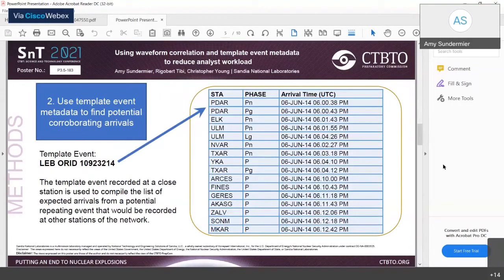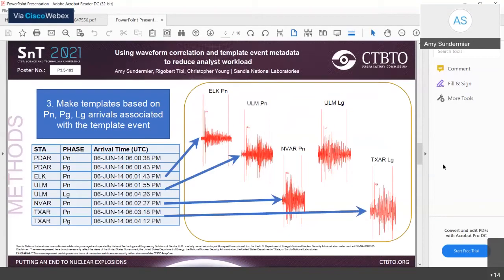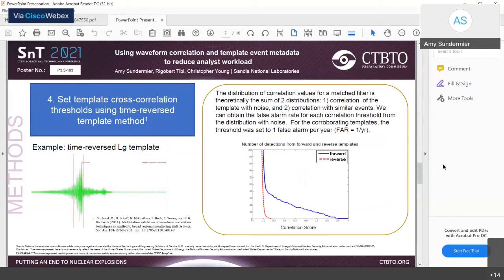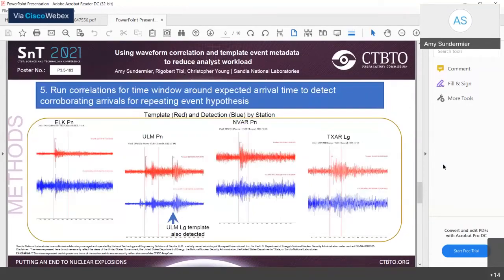Then we look at all of the other arrivals for that template event. We use those to create corroborating arrivals. So we make PN, LG templates for these corroborating arrivals. We use the reverse time method to set thresholds. And then we run detections.